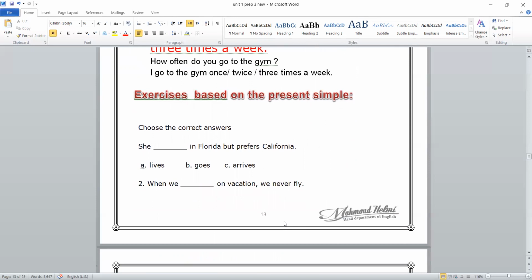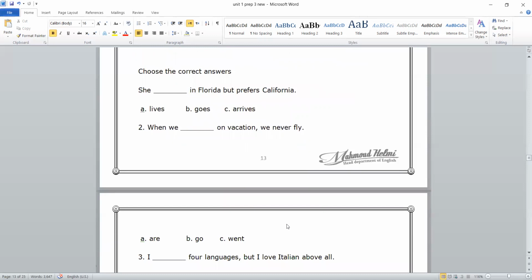Now we will do some exercises about the present simple. I hope you have understood the present simple tense and all the exceptional cases that we have discussed related to that topic. Now choose. She blank in Florida, but prefers California. She lives, goes, arrives. Of course, she lives in Florida.